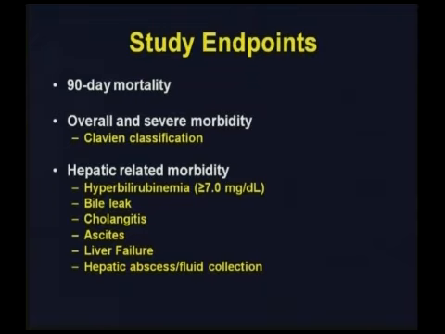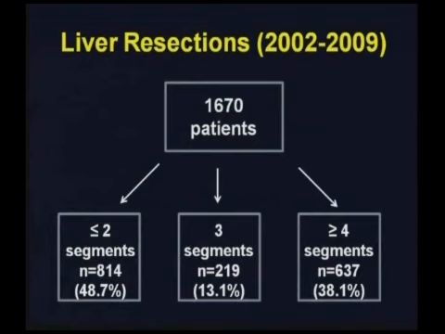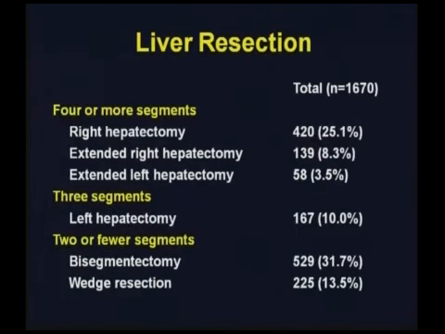Between 2002 and 2009, 1,670 patients underwent liver resection at these 2 centers. 814, or 48.7%, of patients underwent resection of 2 or fewer liver segments. 219 and 637 patients respectively underwent resection of 3 or 4 or more liver segments. This slide summarizes the types of liver resection stratified by the total number of segments resected.